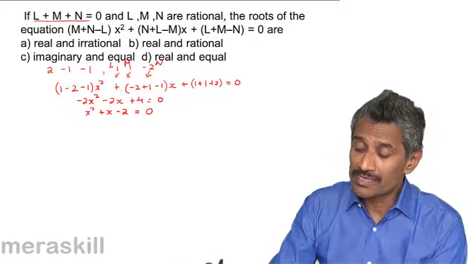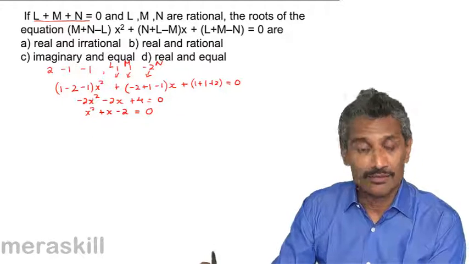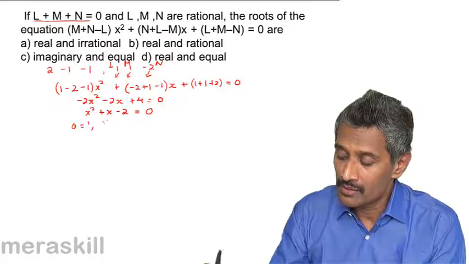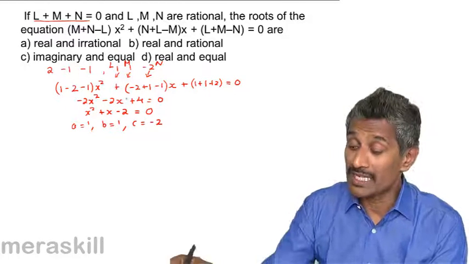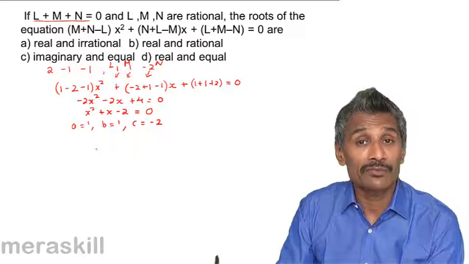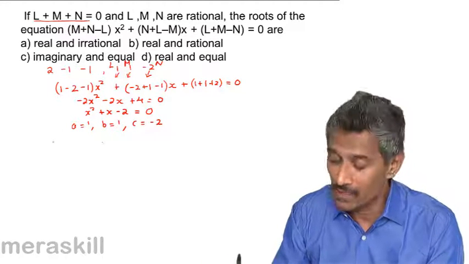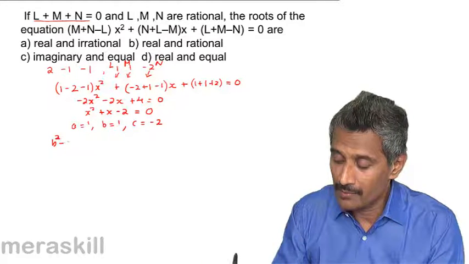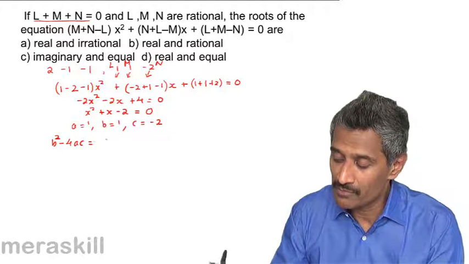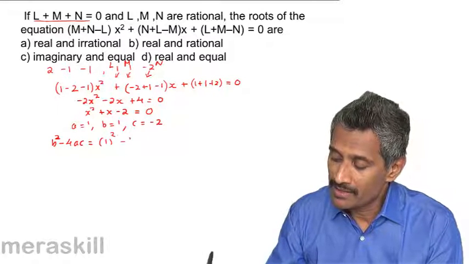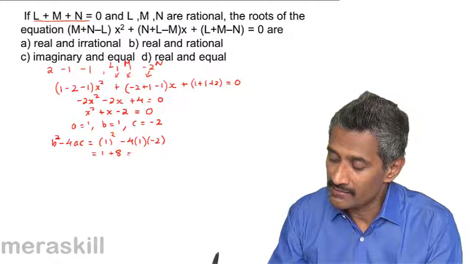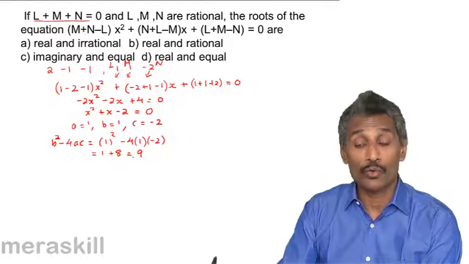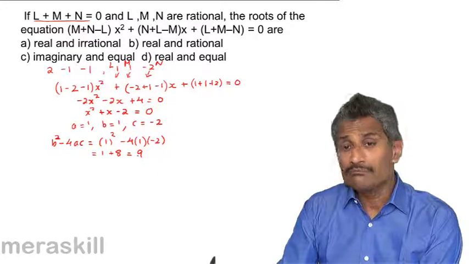So we get x squared plus x minus 2 is 0. If you choose these arbitrary values, you get this, which means that A is 1, B is 1, C is minus 2. Now we have to find the nature of the roots. How do you find the nature of roots? Find out B squared minus 4AC. B squared minus 4AC would be 1 squared minus 4 into 1 into minus 2, which would be 1 plus 8, which is 9. So B squared minus 4AC is 9, which is a positive number.